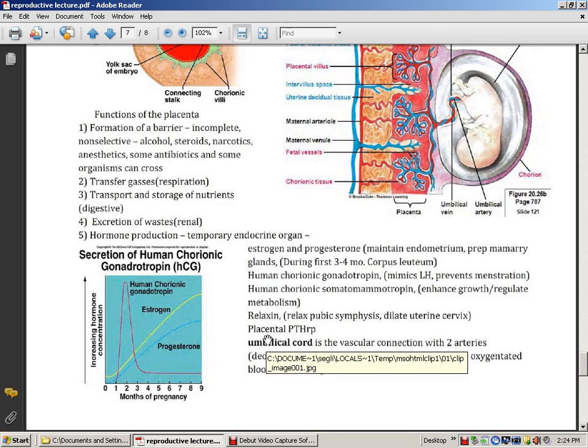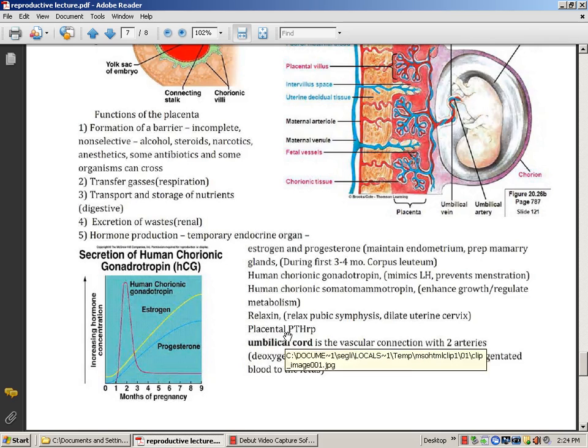And then the next one, placental PTHrP. The RP stands for related protein. It means it looks like another hormone in mom's body. What's it look like? I'll give you a hint. Look at the first 3 letters. It looks just like parathyroid hormone. What does parathyroid hormone do in your body? It's responsible for doing what to calcium? Lowering your blood calcium or raising your blood calcium? Raising the blood calcium. So it's placental PTH is raising mom's blood calcium.